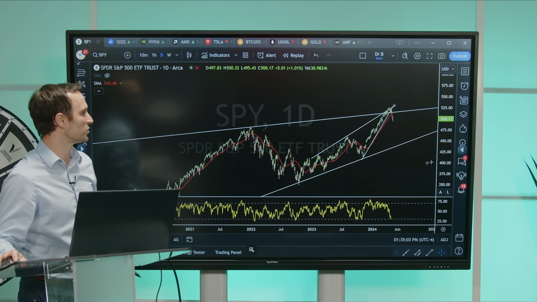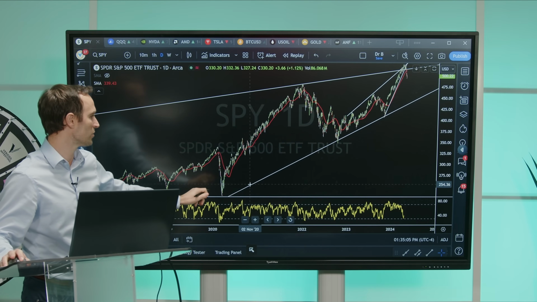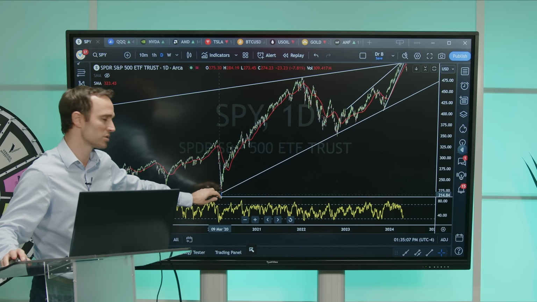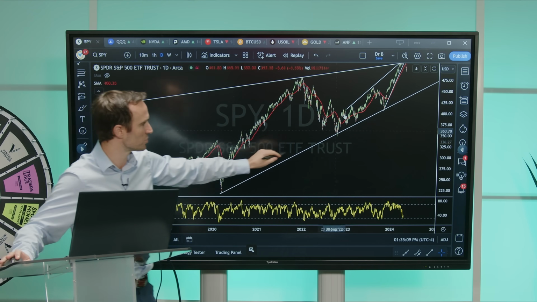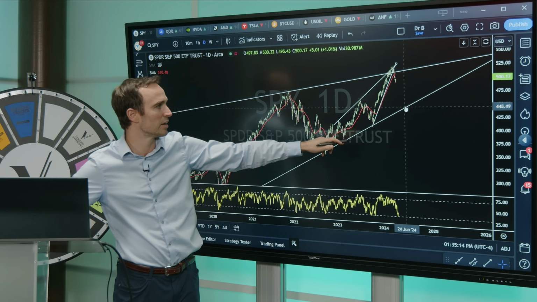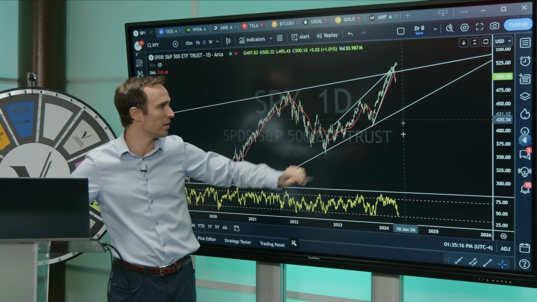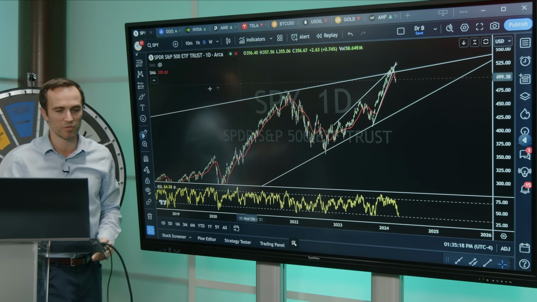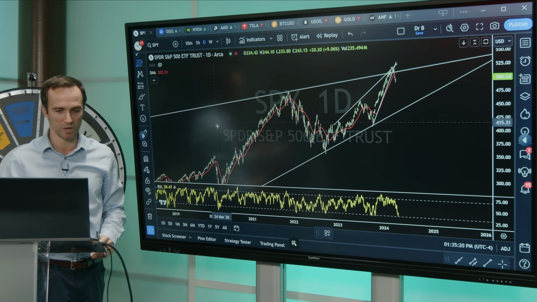So I have a trend line that spans back from the COVID lows. This is COVID lows right here. This is the 2022 lows. And this is where this trend line comes into, right around the 450 area. Another thing, if we were to pull a Fibonacci level tool here, right?